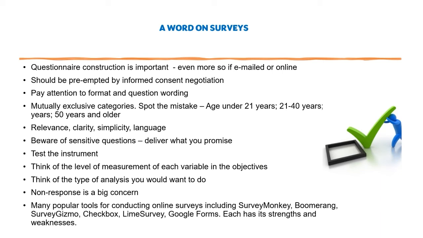It should always be preempted by an informed consent negotiation. You should pay attention to the format and the question wording. Look at that mutually exclusive categories. Here's another mistake. Age under 21 years, 21 to 40 years. Can you see those overlap? If I'm 21 years old, which I so wish I was, I wouldn't know which one to mark.